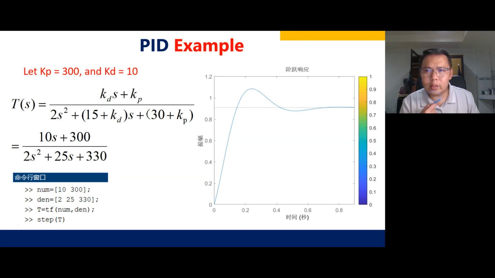And we can set the Kp equal to 300 and the Kd equal to 10. The expression becomes like this. We can get the expression: 10 s plus 300 over 2 s to the second power plus 25 s plus 330.